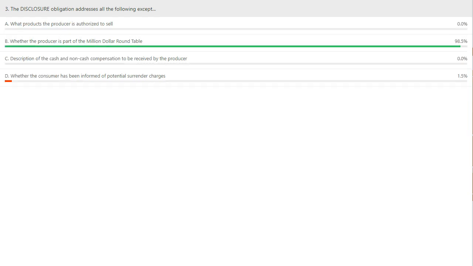Excellent job. The correct answer here is B, whether the producer is part of a $1 million roundtable. All the other options are key disclosures, such as what products they're authorized to sell, the cash and non-cash compensation available, and if the consumer has been informed of potential surrender charges.